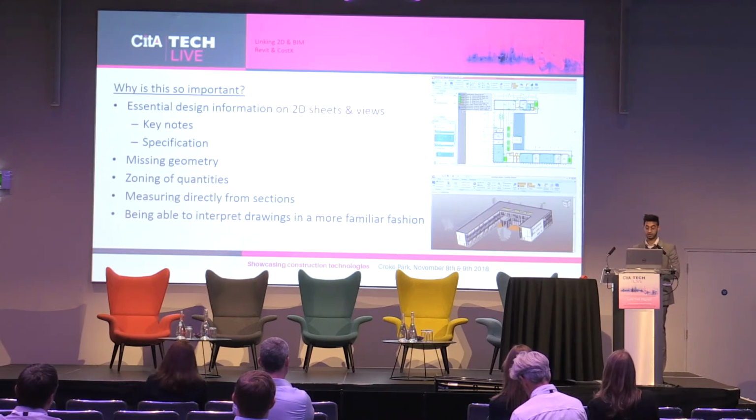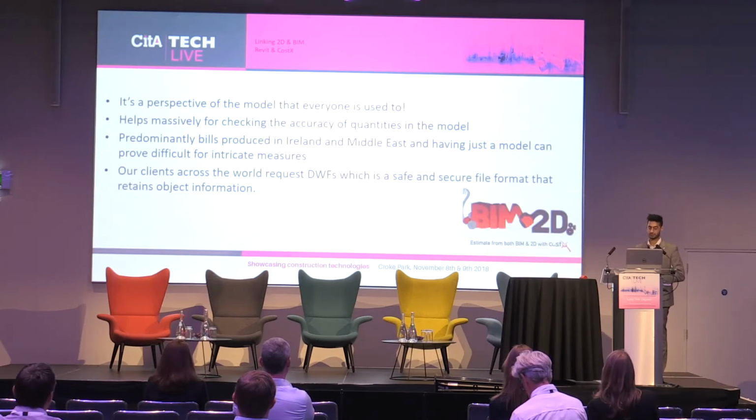And being able to interpret the drawings in a more familiar fashion. A lot of people look at a 3D model and think it's nice to look at, but they're not really used to looking at that. The 2D view gives them that perspective. It's more reasons here: it's a perspective that everyone is used to. It helps for checking the accuracy of the quantity. As quantity surveyors, that's the most important thing, the accuracy of the quantities, so that helps in that sense.